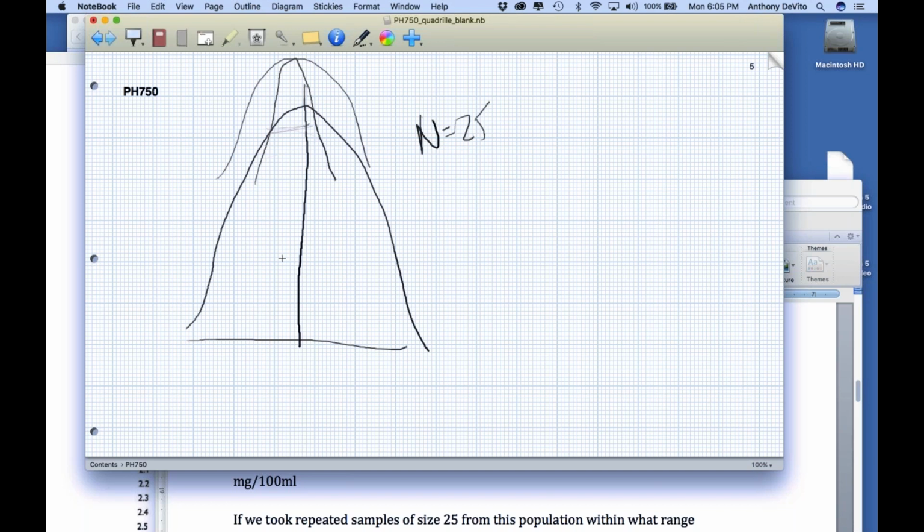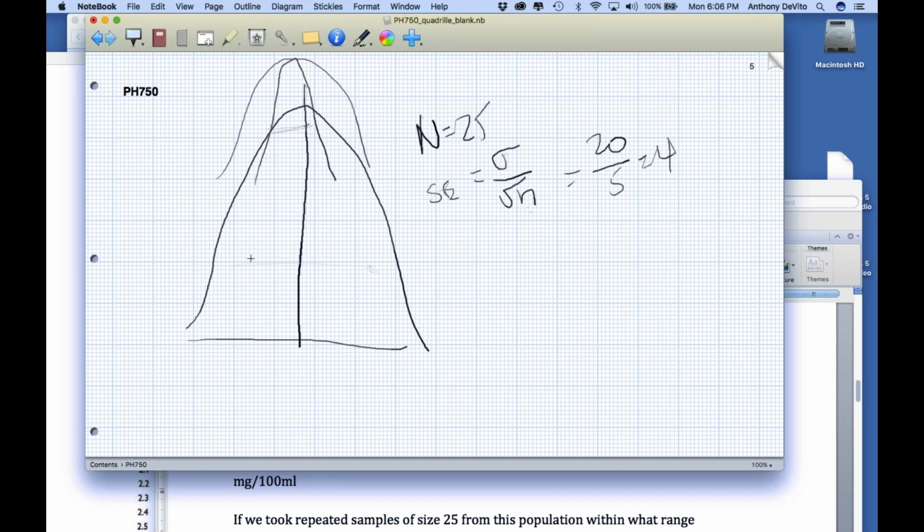So what's the spread of this? What's the standard deviation of this? Well, in fact, we don't call it standard deviation. We call it standard error. Okay, and what's that equal to? It's equal to the population standard deviation divided by the square root of the sample size. Right? So what was the population standard deviation? It was 20. Divided by the square root of sample size, 25, square root of 25 is 5.